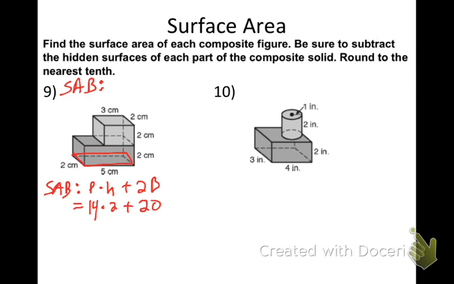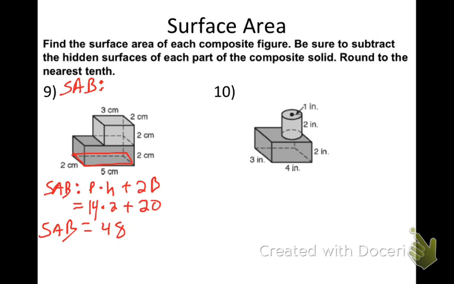20, right? Because the base of the bottom is 10. There's 2 of them, right? So the big area comes out to be 48. Does everybody see that? Big area comes out to be 48. We should have already been able to do that, right? Find the prism of one figure.